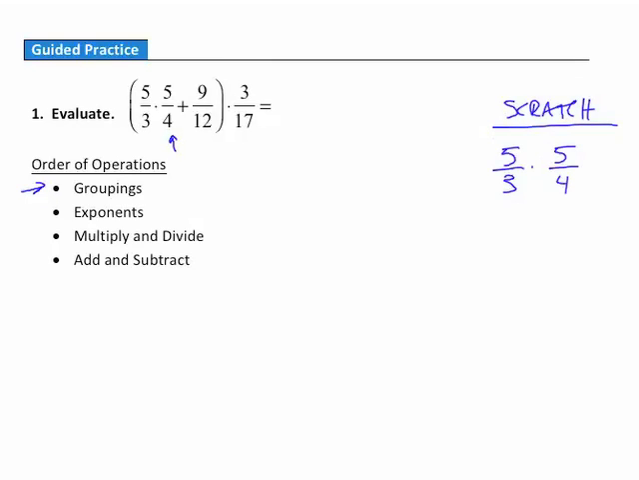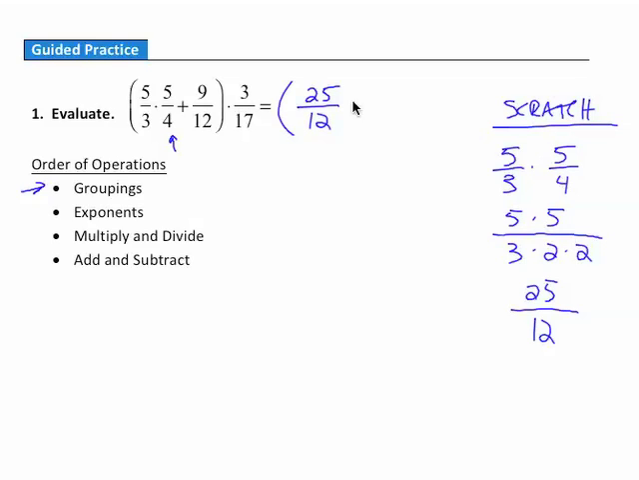So I'm going to come over on my scratch work now and perform the multiplication 5/3 times 5/4. So remember, I start by factoring. Well, 5 is prime, 5 is prime, 3 is prime, 4 is not prime, so that's 2 times 2. I'm looking for common factors. There aren't any common factors, so it looks like I'm going to get 25 over 3 times 2 is 6 times 2 is 12. So 25/12. So back up into my problem, in my set of parentheses, I get an answer of 25/12.